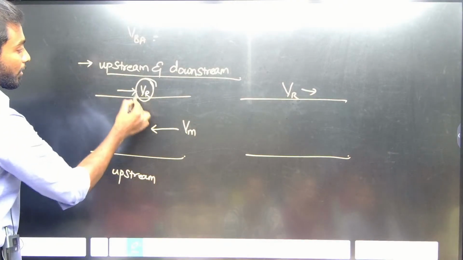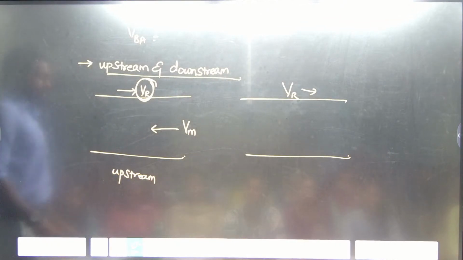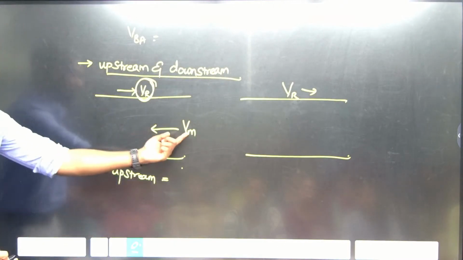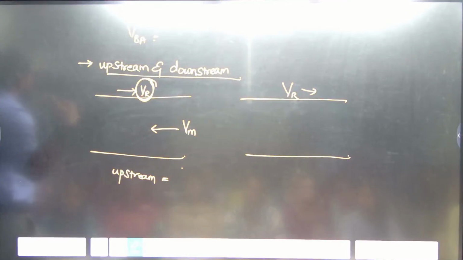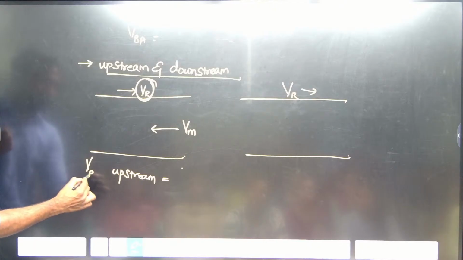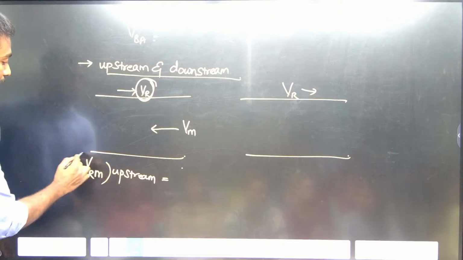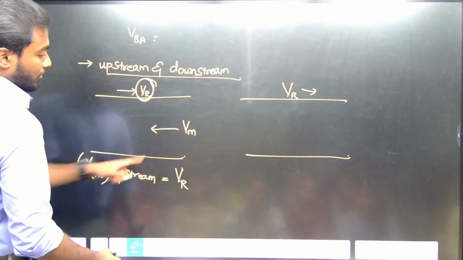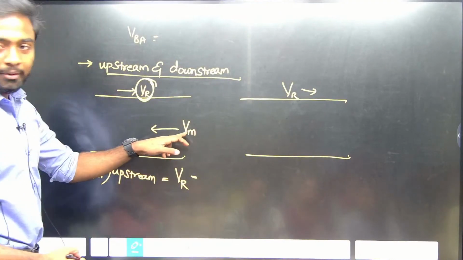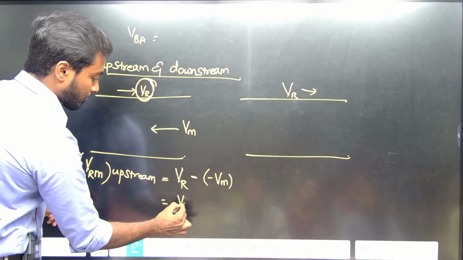See, this is the river direction and this is the velocity of the man. If they are asking what is the upstream, upstream means I am coming in the opposite direction of the river, which is nothing but velocity of the river with respect to man. So what is the velocity of the river, positive or negative? Positive. Minus velocity of the man, positive or negative? Negative. Getting the point?